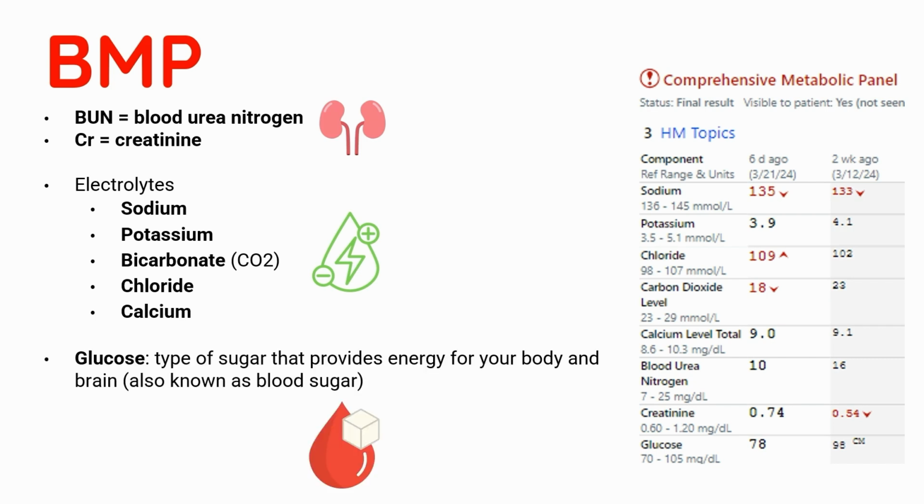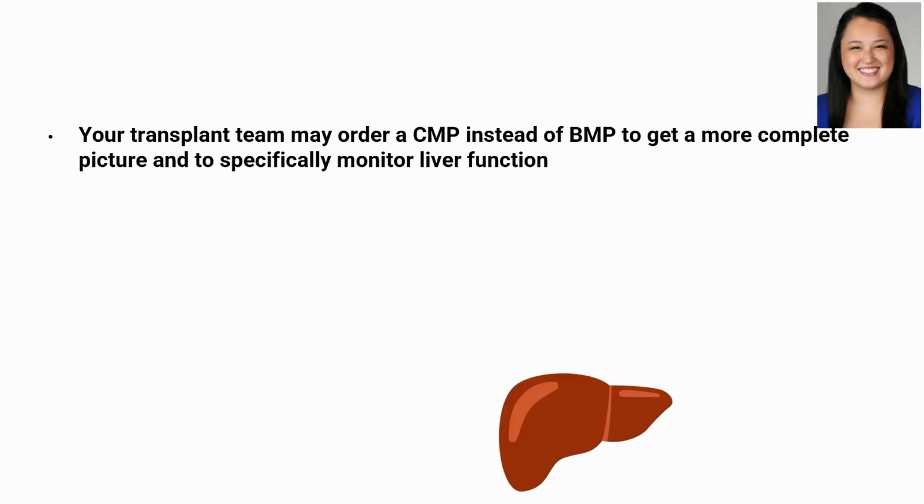So glucose is a type of sugar that helps provide energy to your body and brain. You may have also heard of this as blood sugar. So I have a little sugar cube with a droplet of blood here. And so these are the lab values that you're going to get back under the BMP.